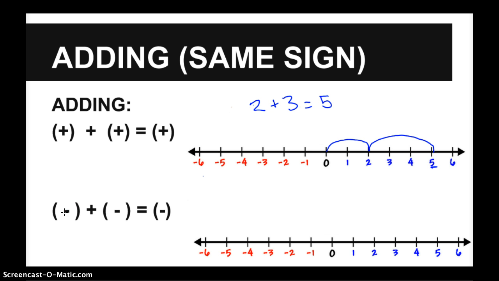But if we have a negative number plus a negative number, that is going to equal a negative number. A good example of that would be negative 2 plus negative 3 equals negative 5. So if we look at that on the number line, we're going to go back to negative 2. Now we're not going to add a positive 3. We're not going to go to the right. We're going to add a negative 3, which is going to cause us to go to the left 1, 2, 3 spaces, and that gives us negative 5. So positive plus positive equals positive. Negative plus negative equals negative.